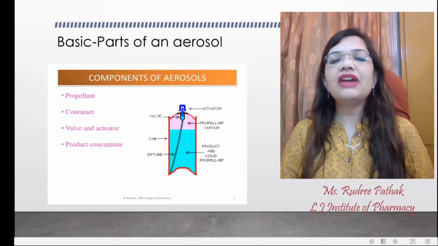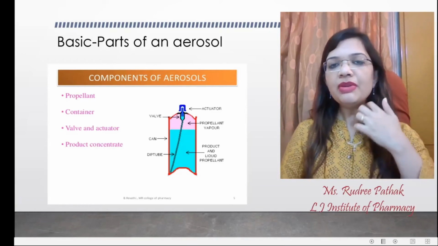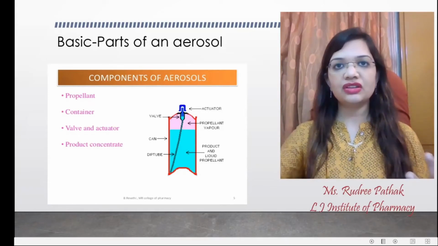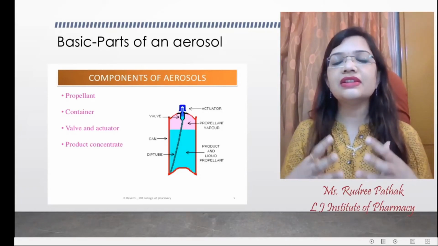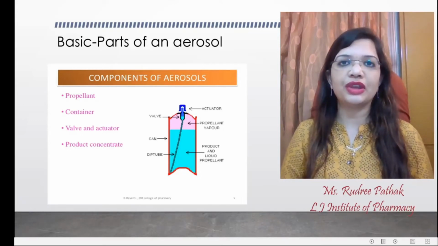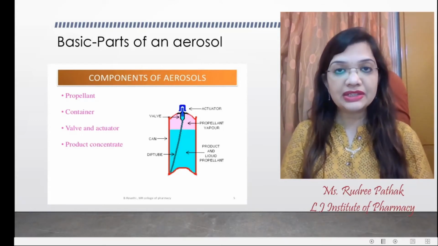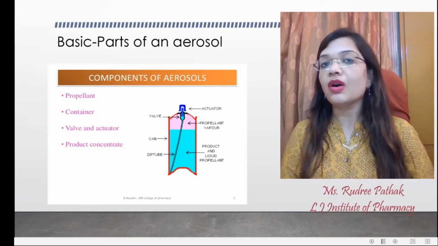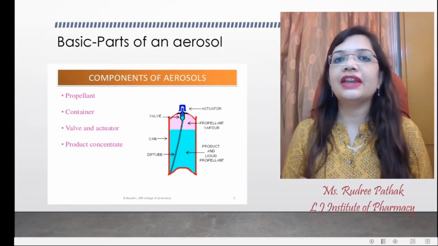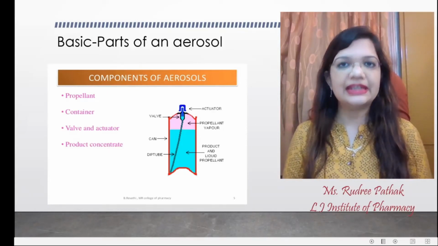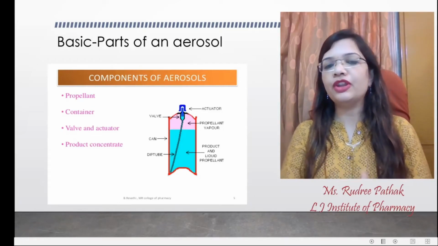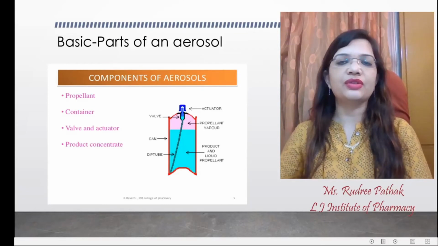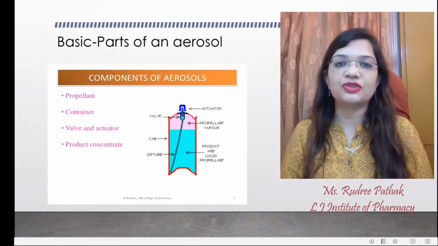Next is valve and actuator. Remember, the format in which the particular formulation comes out of the aerosol is decided by the valve and actuator, whether that will be mist, or foam, or just droplets. It will be decided ultimately by valve and actuator. So the format in which the particular dosage form comes out of the aerosol is decided by valve and actuator.